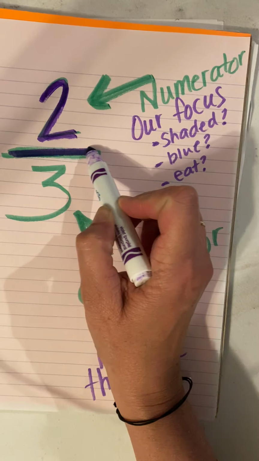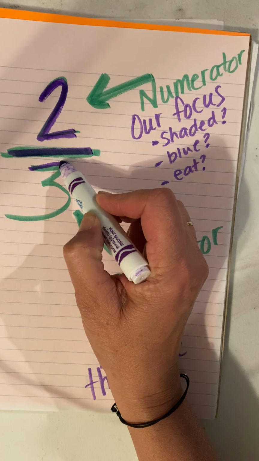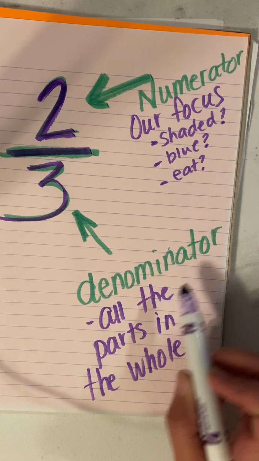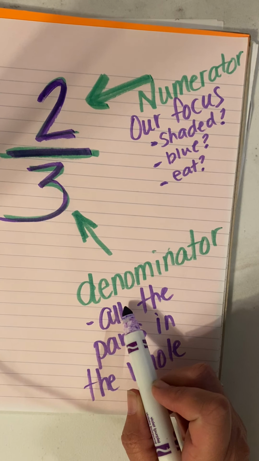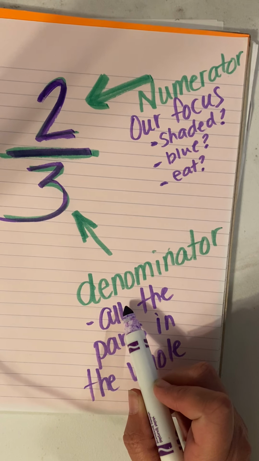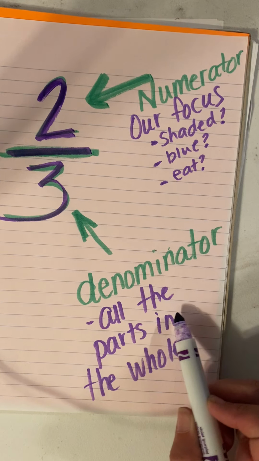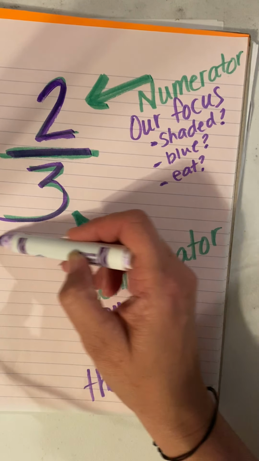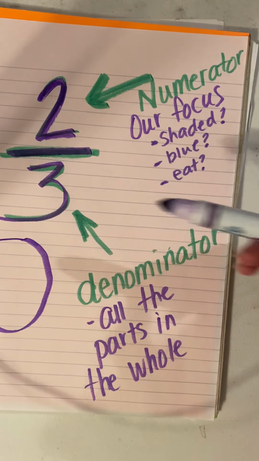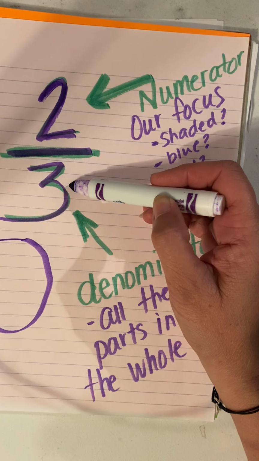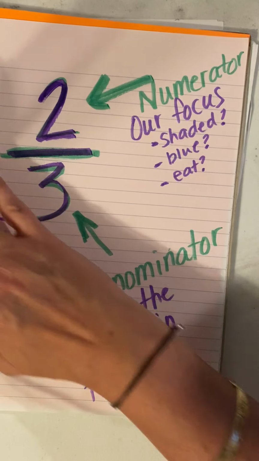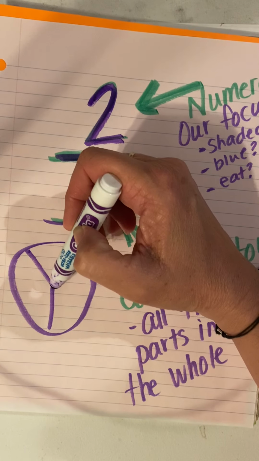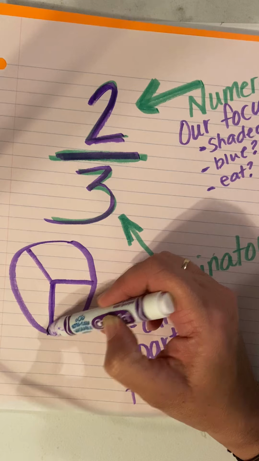Now there's a number that's written underneath that line. And this is called the denominator. Say denominator. All the denominator is how many parts, or what are all the parts in the whole. For example, here is my circle, and this says it should have how many equal parts? 3 equal parts, all right? My circle has 3 equal parts now.